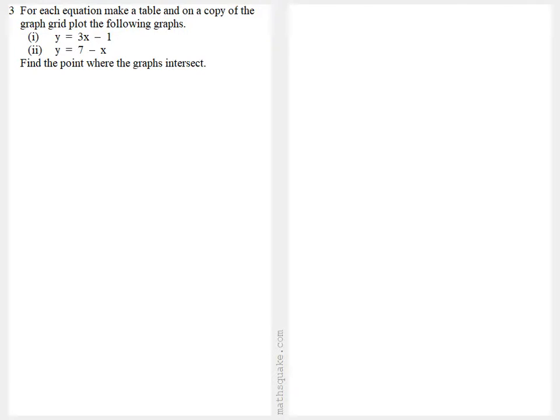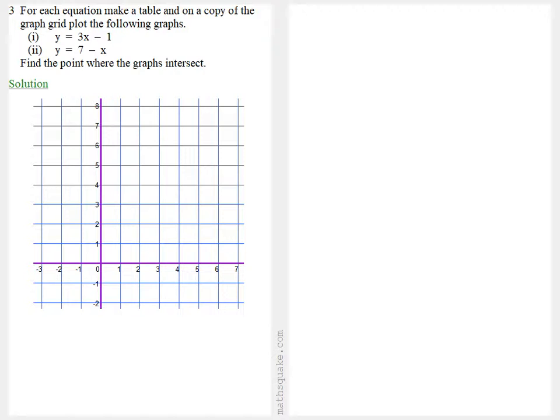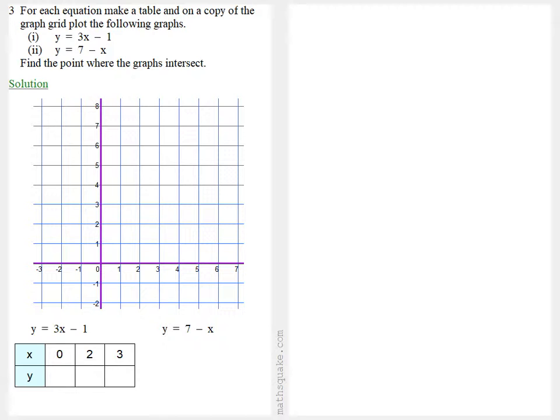In question 3, for each equation, make a table, and on a copy of the graph grid, plot the following graphs. Now the first one is y equals 3x minus 1. To do this, we need to draw out a table. In the first column, we put the labels x and y, and then we choose values of x. So we could choose 0, 2 and 3. From that we work out the values of y.